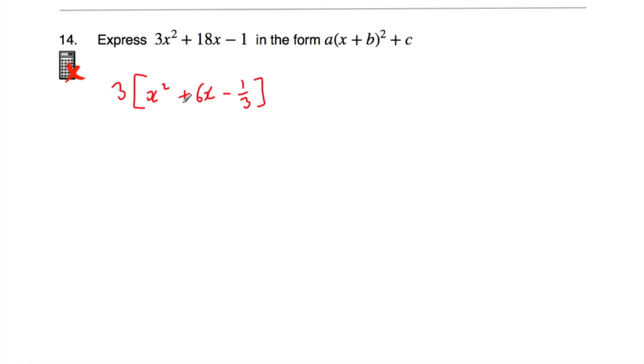Now we're going to do completing the square on what's inside the square bracket. So I've got our 3 and then our square bracket, and now we're going to do completing the square on this.